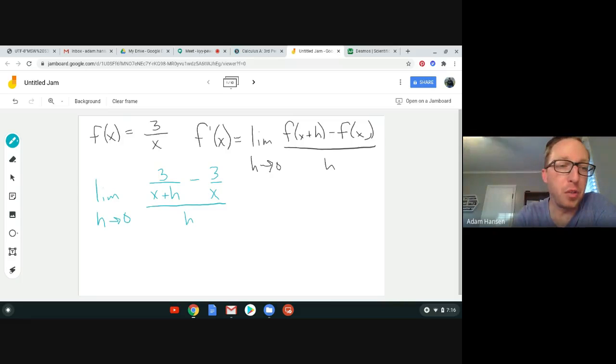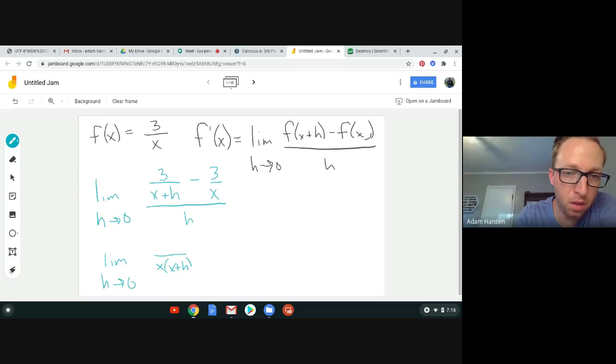We need to simplify as much as possible. And we'll do so by setting up and simplifying with a common denominator of the difference of 3 divided by x plus h minus 3 over x. So our common denominator would be x times quantity x plus h. Don't forget we're still dividing by h in the denominator.